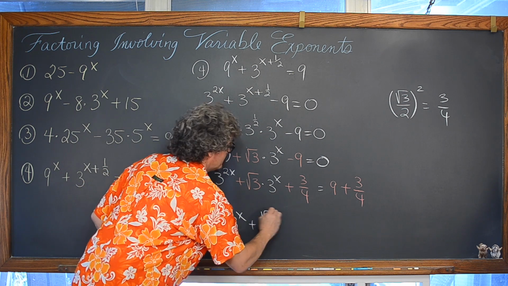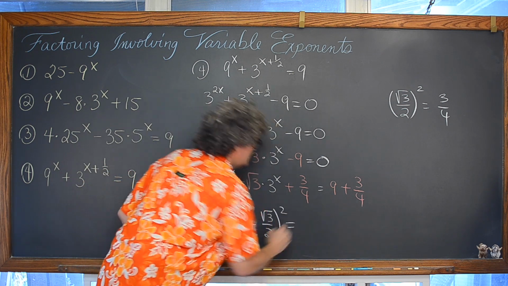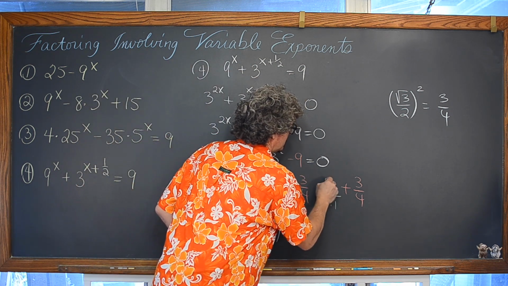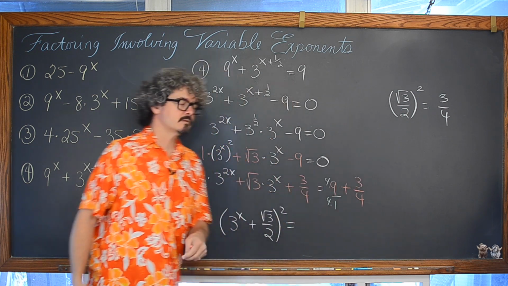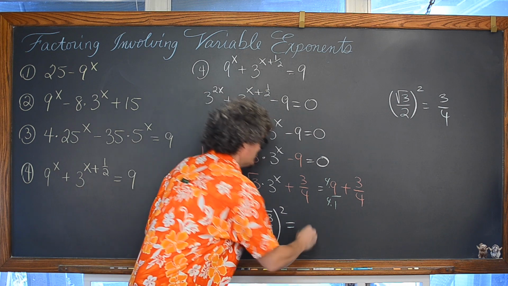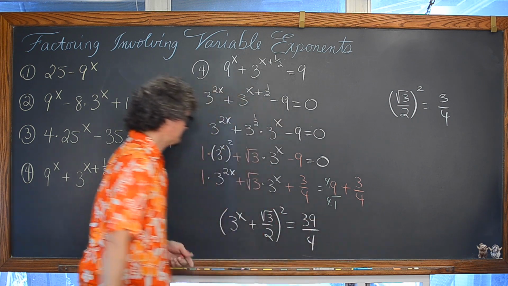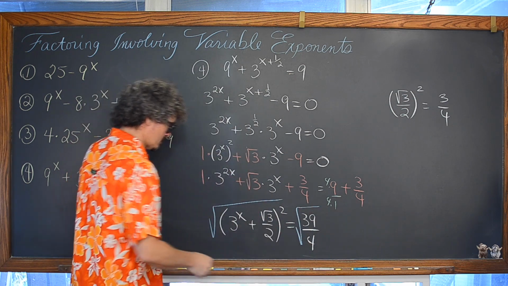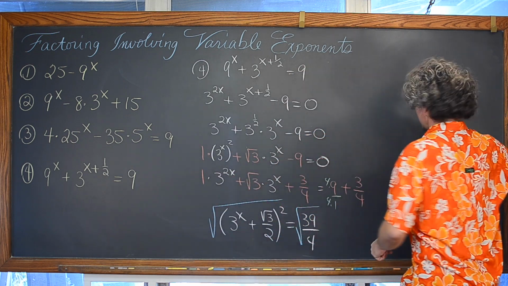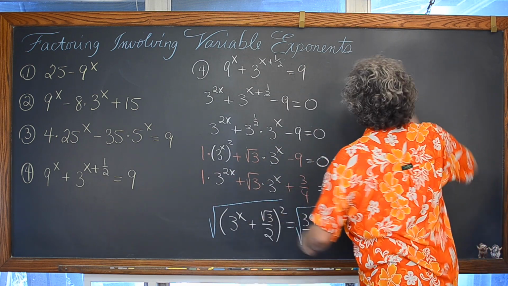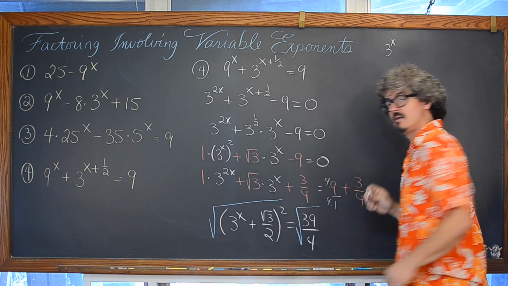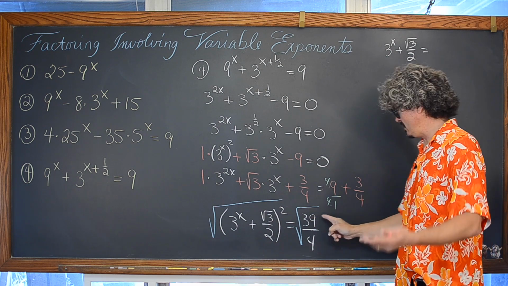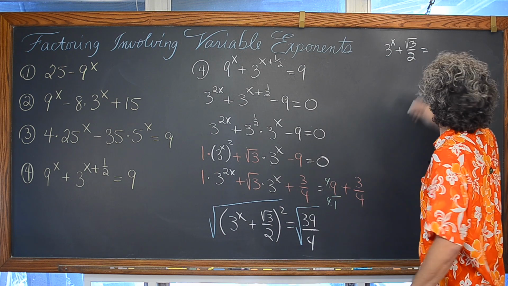So we have plus square root of 3 over 2 squared is equal to, now we're going to find a common denominator. And we have 36 times 36 plus 3 is 39 over 4. We're going to get rid of this power of 2 by square rooting both sides. And we are going to get a little tight on space. We're going to have 3 to the x power plus the square root of 3 over 2 is equal to the positive root here, which is going to be the square root of 39 over 2.